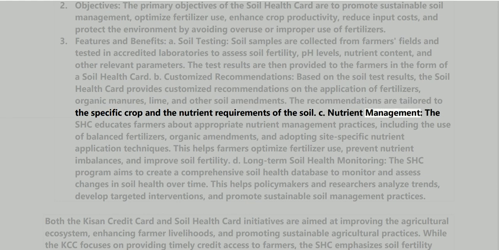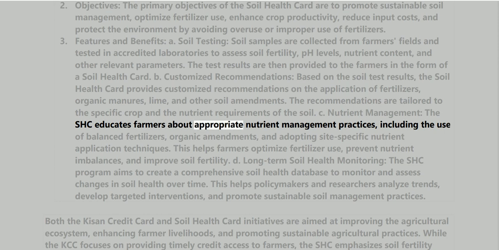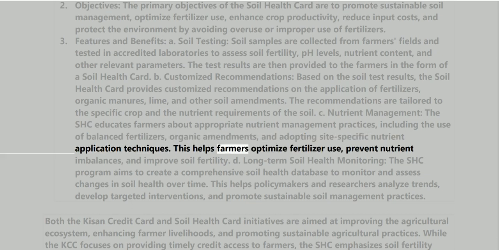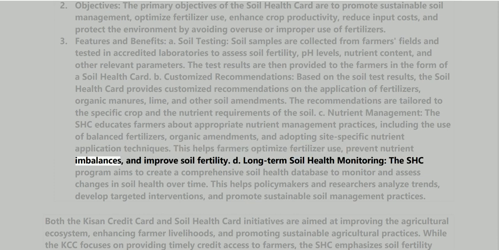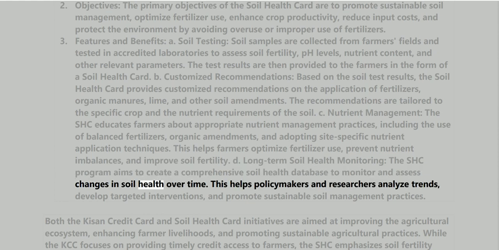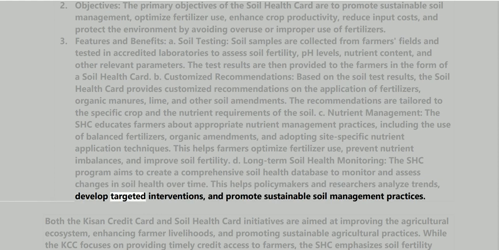C. Nutrient management. The SHC educates farmers about appropriate nutrient management practices, including the use of balanced fertilizers, organic amendments, and adopting site-specific nutrient application techniques. This helps farmers optimize fertilizer use, prevent nutrient imbalances, and improve soil fertility. D. Long-term soil health monitoring. The SHC program aims to create a comprehensive soil health database to monitor and assess changes in soil health over time. This helps policymakers and researchers analyze trends, develop targeted interventions, and promote sustainable soil management practices.